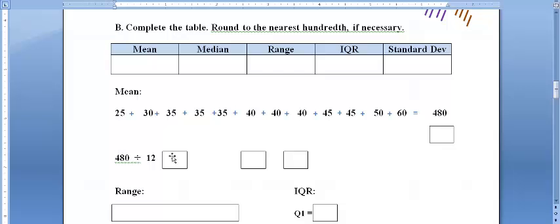When you take 480 divided by 12, you should get 40. So then go up to your table and put in the mean box 40, because that is our mean. Now that we have found our mean, which again is 40, we're going to find the median.